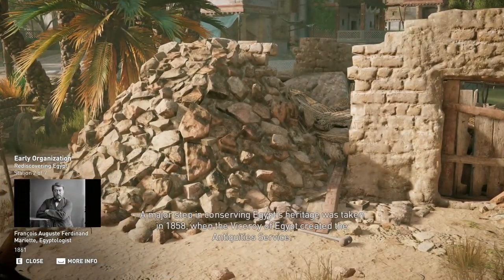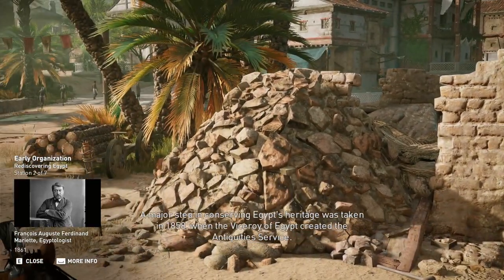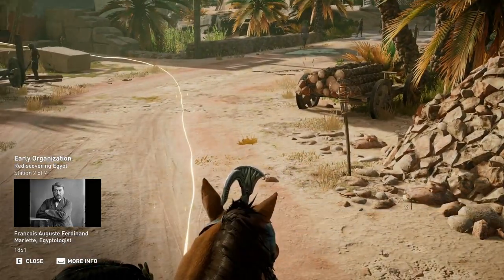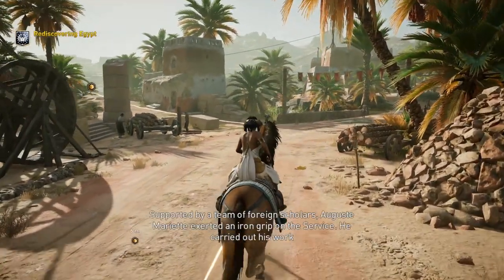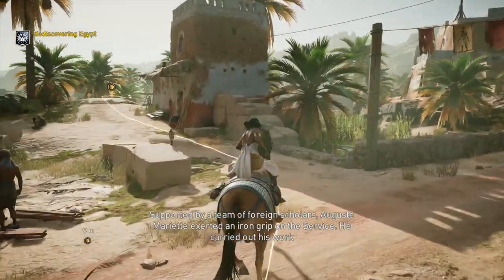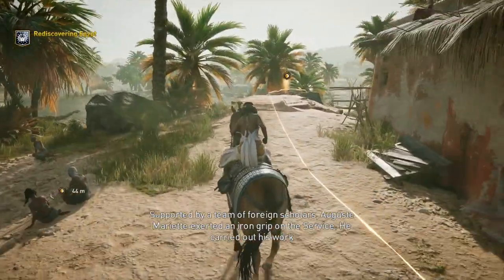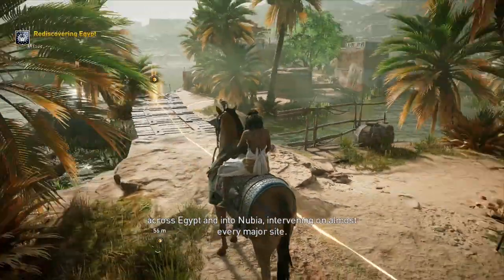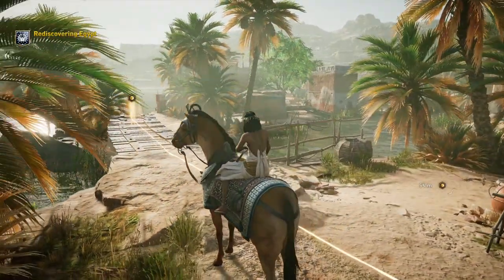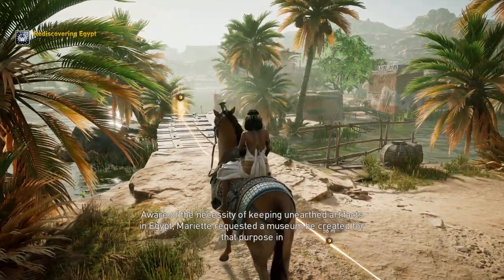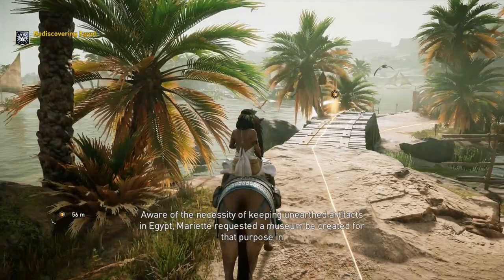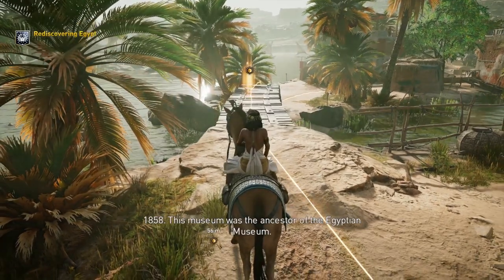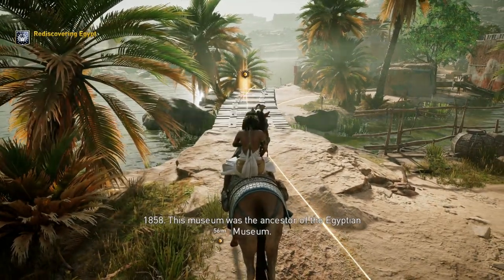A major step in conserving Egypt's heritage was taken in 1858, when the Viceroy of Egypt created the Antiquities Service. Supported by a team of foreign scholars, Auguste Mariette exerted an iron grip on the service. He carried out his work across Egypt and into Nubia, intervening on almost every major site. Aware of the necessity of keeping unearthed artifacts in Egypt, Mariette requested a museum be created for that purpose in 1858. This museum was the ancestor of the Egyptian Museum.